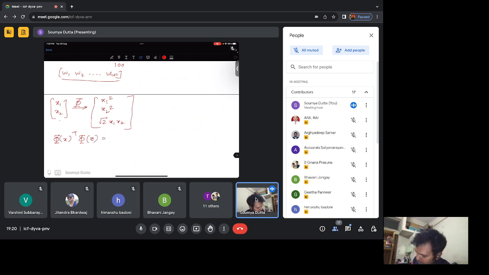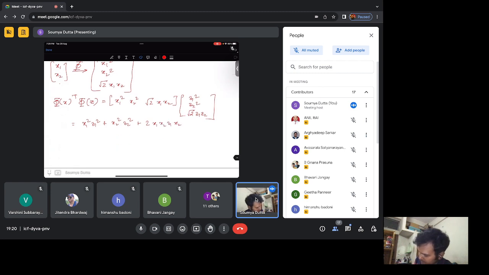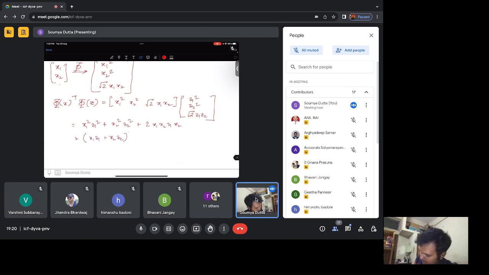Okay, so what does that come to? phi of x is x1 square, x2 square, root 2 x1 x2, and phi of z becomes z1 square, z2 square, root 2 z1 z2. What does this come to? This comes to x1 square z1 square plus x2 square z2 square plus 2 times x1 x2 z1 z2, which is nothing but x1 z1 plus x2 z2 whole square, which is nothing but x transpose z whole square.